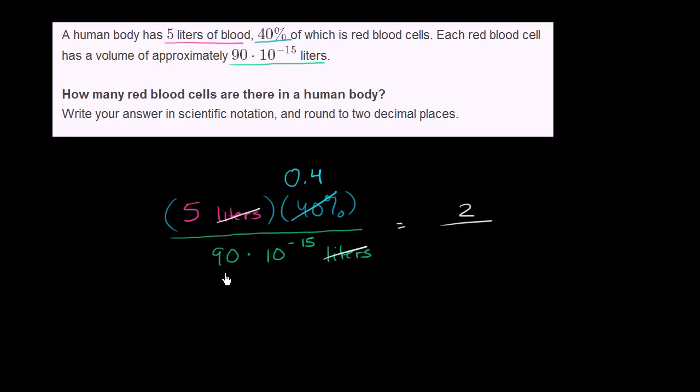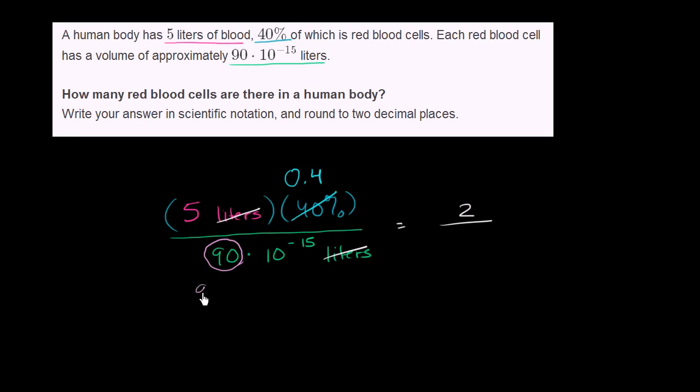And in the denominator, we have 90 times 10 to the negative 15, which isn't quite in scientific notation. Or actually, it definitely is not in scientific notation. It looks like it. But remember, in order to be in scientific notation, this number has to be greater than or equal to 1 and less than 10. It's clearly not less than 10. But we can convert this to scientific notation very easily.